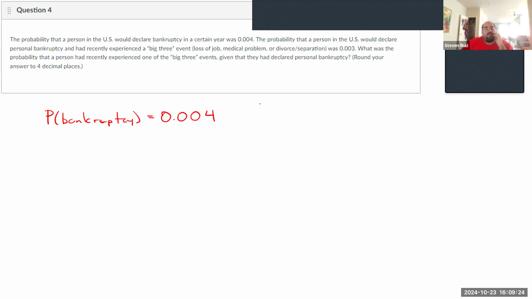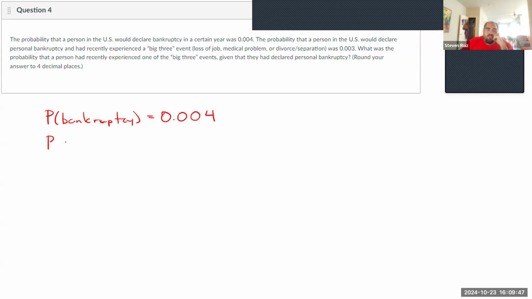0.004. Okay. The probability that a person in the US would declare personal bankruptcy and had experienced a big 3 event. So they lost their job, they had some kind of medical problem, and they got divorced or separated. So that probability was 0.03. So we've got to be really careful about the way that's worded.